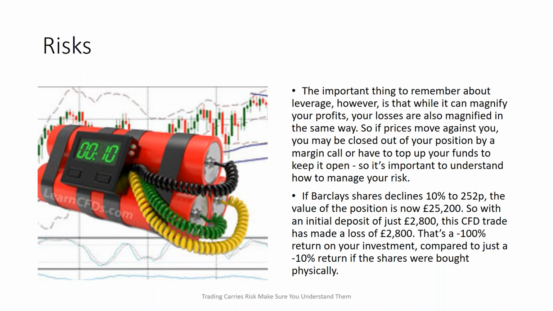So let's go back to our Barclays shares. If Barclays shares decline 10% to 252p, the value of your position is now only 25,200 pounds. So with an initial deposit of 2,800 pounds on the CFD trade, you had made a loss of 2,800 pounds, or a 100% loss on your return, compared to a 10% loss on the shares you would have bought physically. So it magnifies your losses.